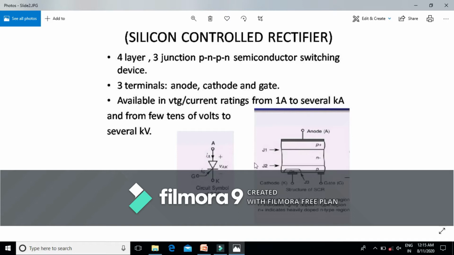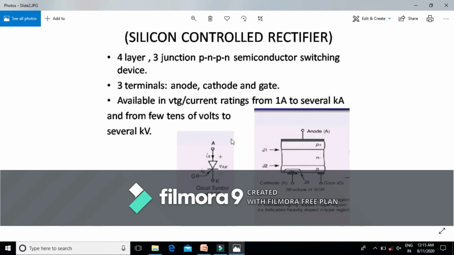Moreover, this is the circuit symbol of SCR having the three terminals. It is just like a diode with one more feature, that is the gate terminal. This is anode, this is cathode, and this terminal is represented by the alphabet G, the gate. This represents the anode to cathode voltage.